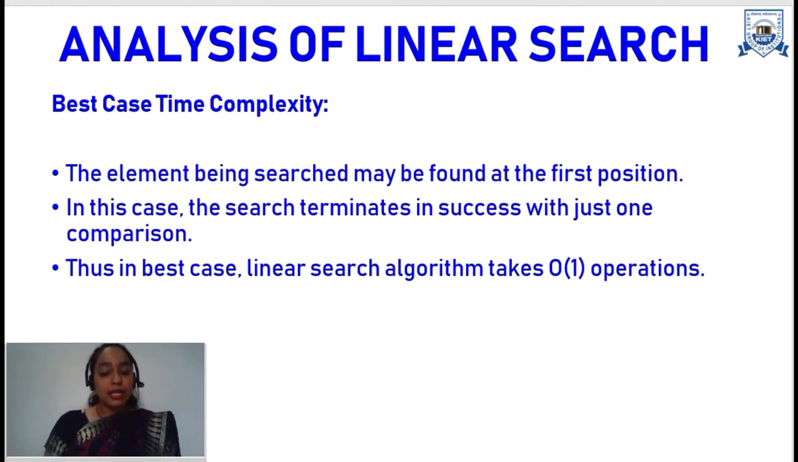So in linear search we are starting from the first element. If the first element is the element which we were searching, then that will be the best case. The element being searched may be found at the first position. If it is found at the first position, then we will terminate the search, and the total number of comparisons required in this particular case is only one. So the best case for the linear search algorithm takes only a constant operation. So best case is big O of one operation.